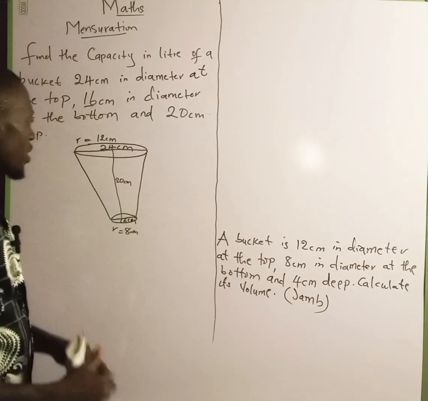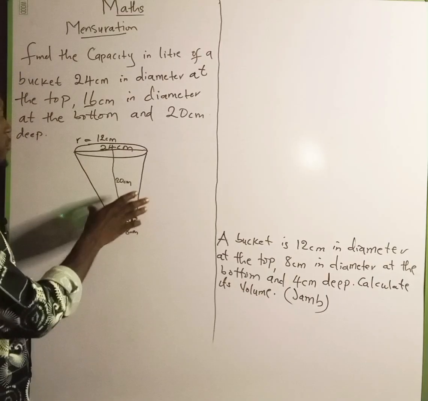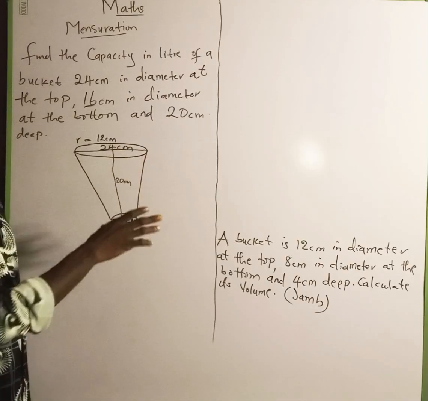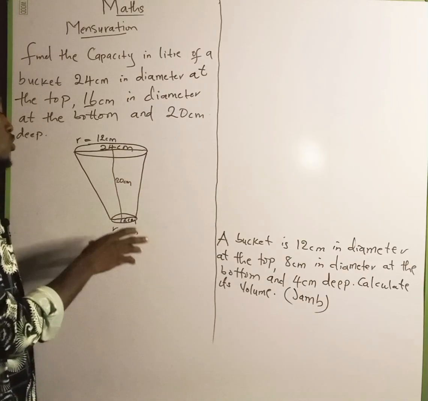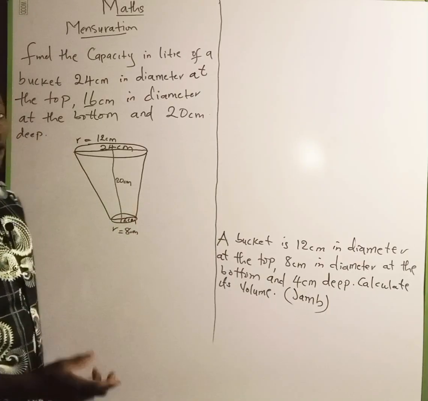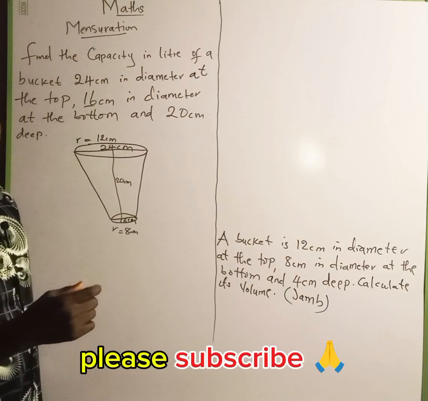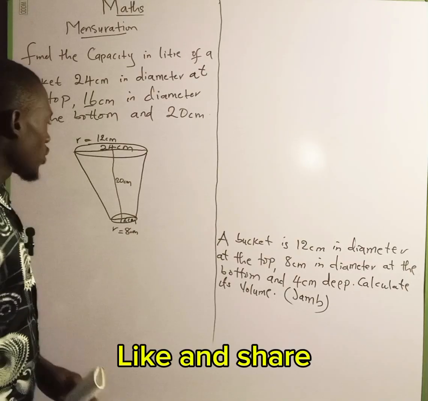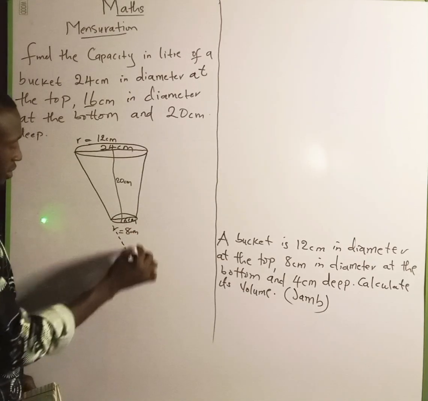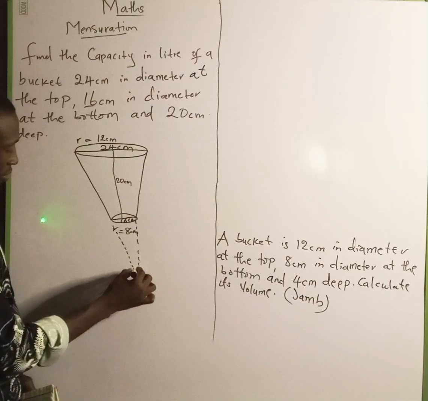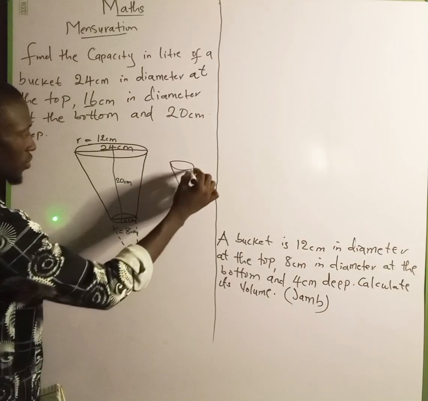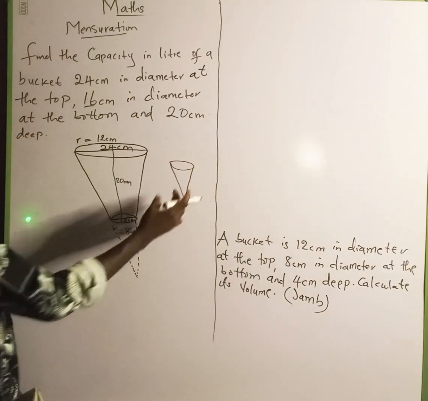Now it is almost impossible to calculate the volume of a bucket directly in mathematics. The formula for calculating the volume of a bucket alone is not there. So what you need to do is project this so you can form a cone. You know that we have the formula for calculating a cone, right? So what you do is extend this, and you now form a cone that looks like this.